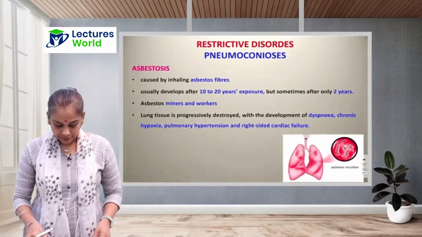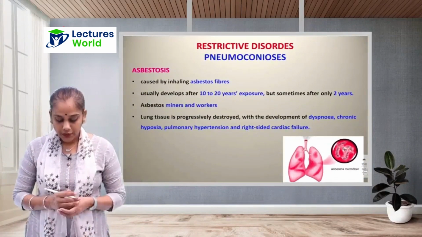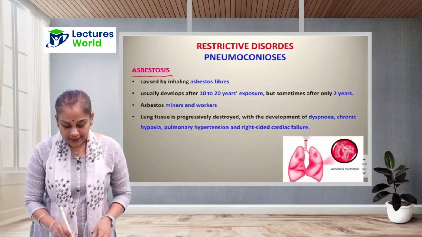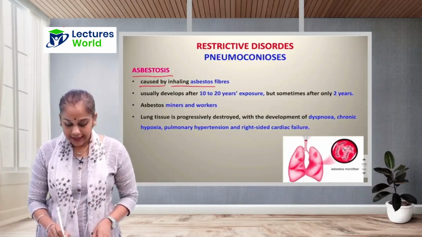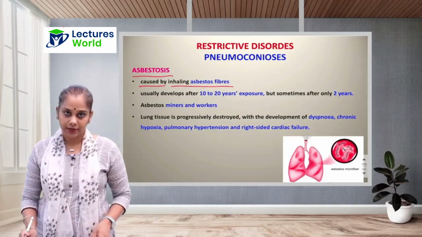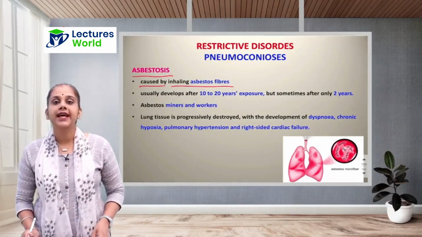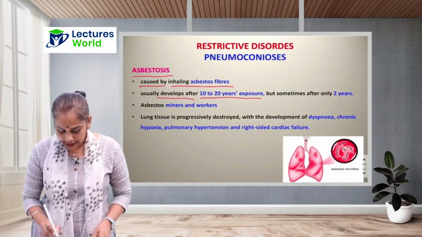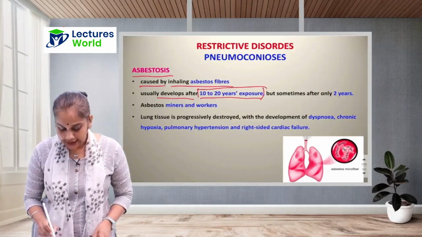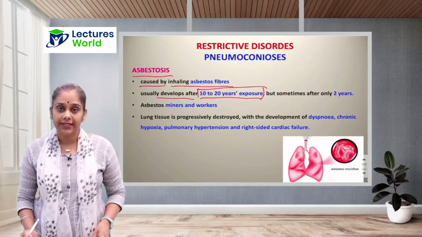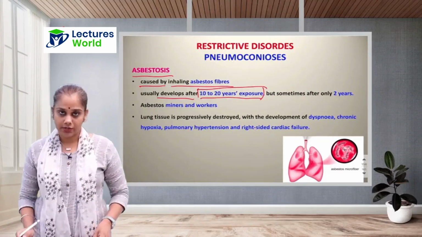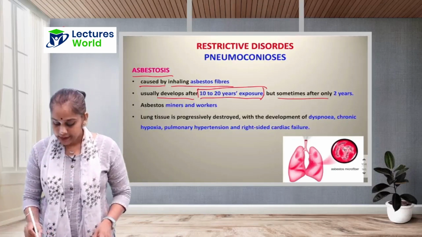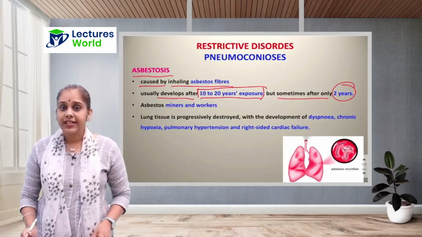Now, in pneumoconiosis, asbestosis, which is generally caused by inhaling asbestos fibers. It usually develops after a long-term exposure to asbestos, generally 10 to 20 years, but sometimes it can occur after 2 years.